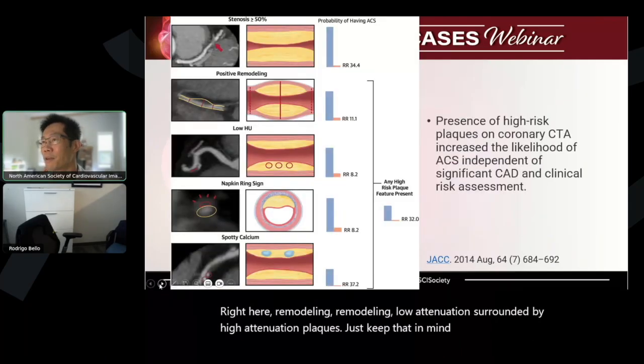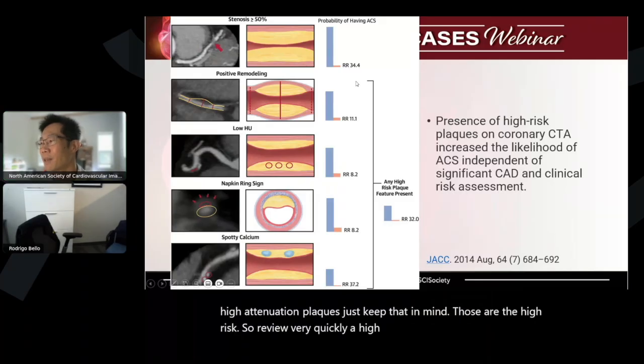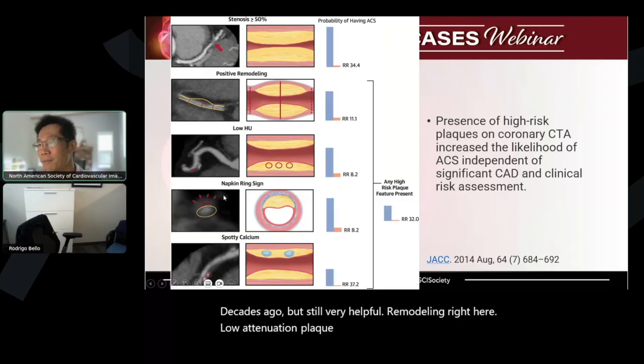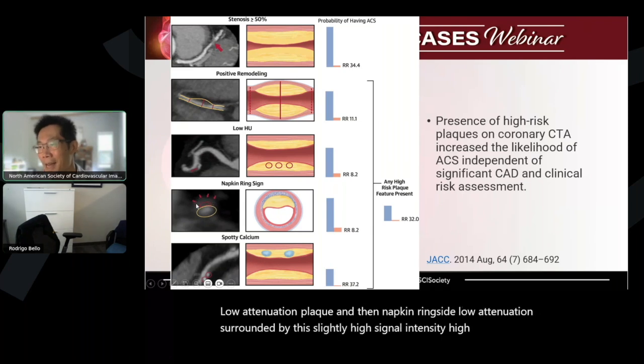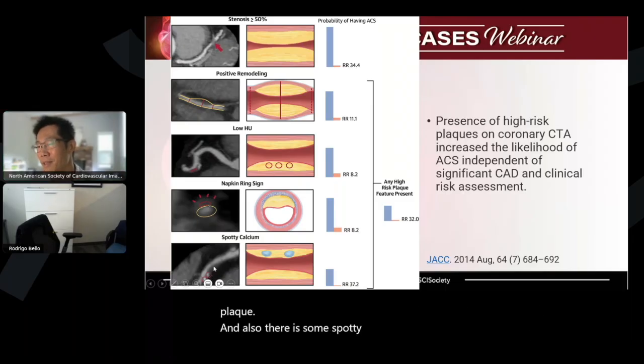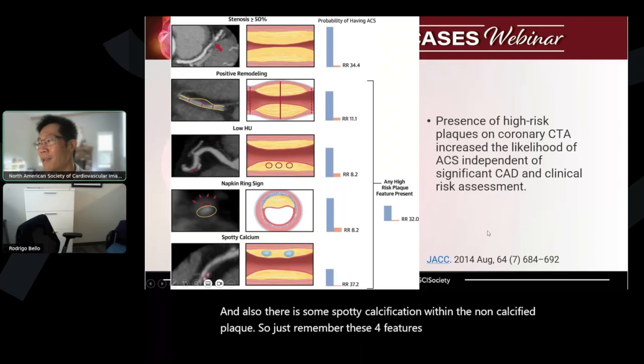Let me review very quickly the high risk plaque from the Jack paper in 2014. It's decades ago, but still very helpful. Remodeling right here, low attenuation plaque, and then the napkin ring sign, low attenuation surrounded by slightly higher density plaque, and also some spotty calcification within the soft non-calcified plaque. So just remember these 4 features of high risk plaque.